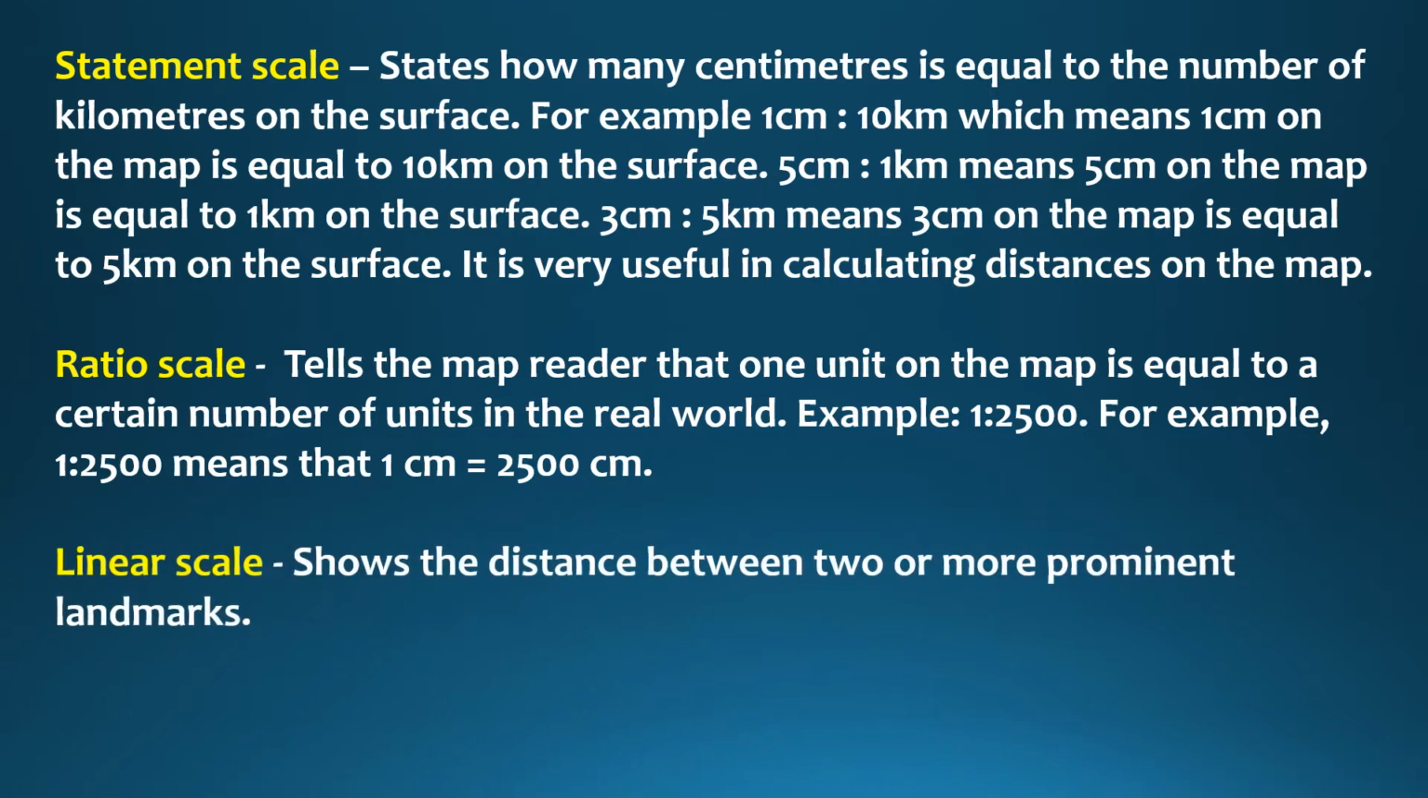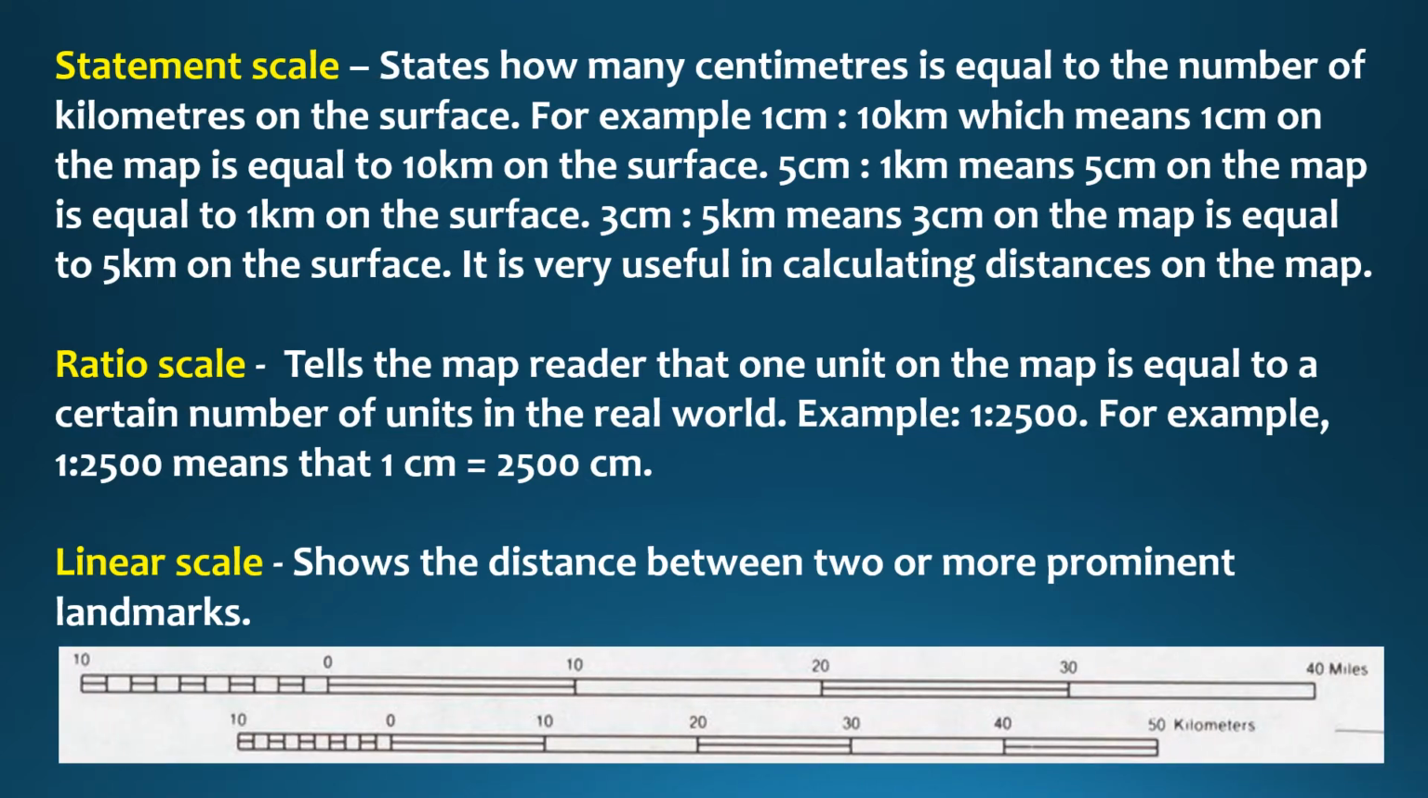Finally, the linear scale. This basically shows the distances between two or more prominent landmarks on the map. Here we have an example of the linear scale that you may probably see every now and again on your maps. Sometimes you have only one linear scale, another time you have two. In this case we have two. One is in miles and one is in kilometers. So those are the three scales that we will eventually encounter on our maps from time to time.